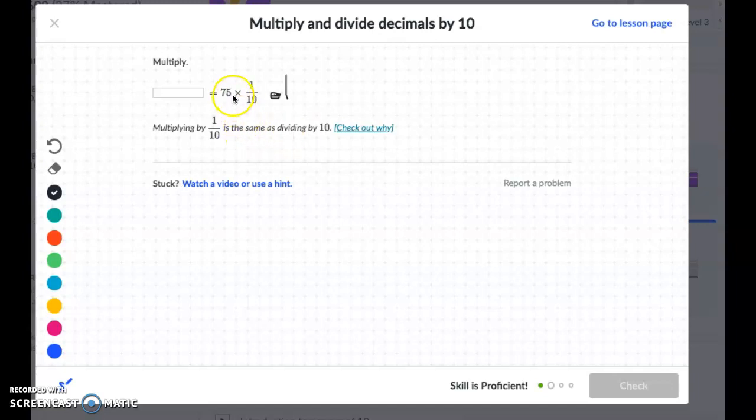I have a lot of students who say, hey, there's no decimal in there. Remember, if you don't see the decimal, it's actually hiding right behind the number. So in this case, we're going to take that decimal that's after the 5, and we're just going to shift it over 1. So our answer is 7.5.